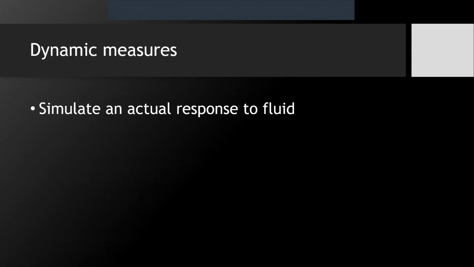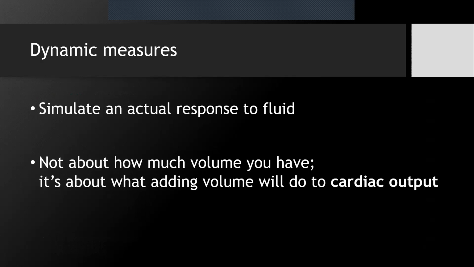And dynamic measures are great because they'll actually simulate a response to fluid without giving fluid. And that's the money, right? A static measure, to reiterate, is assessing how much volume you have and assuming that if it's low, and assuming you have a normal Frank-Starling curve, then you're going to improve with fluid. A dynamic measure is able to simulate what adding volume will do to your cardiac output.